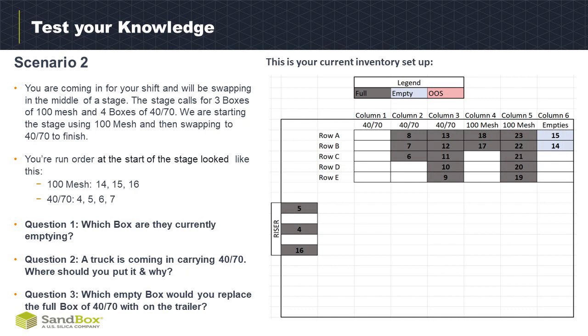Question 2 is, a truck is coming in carrying 40/70. Where should you put it and why? Question 3 is, which box would you replace the full box of 40/70 with on the trailer? At this time, please pause the video and take some time and discuss as a class. Come up with the best answers for the 3 questions for this scenario before moving forward.